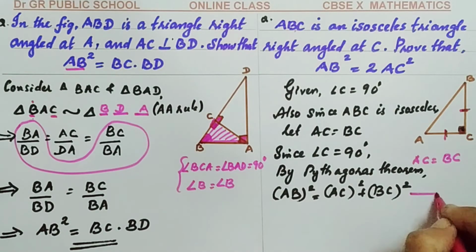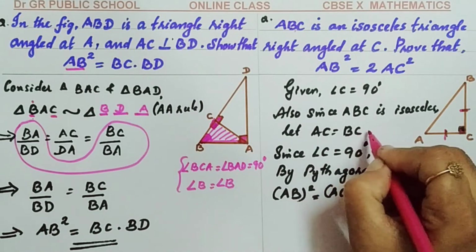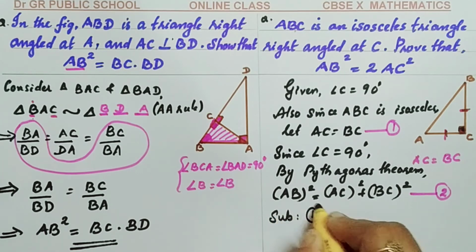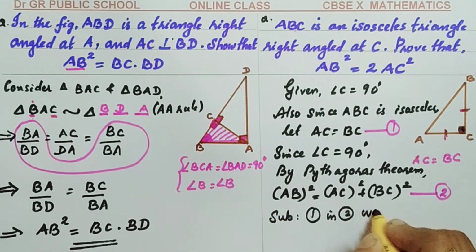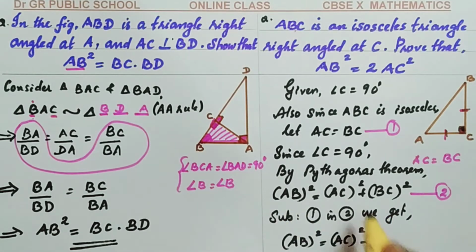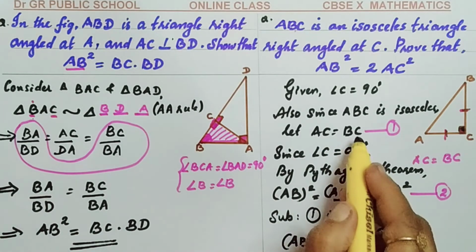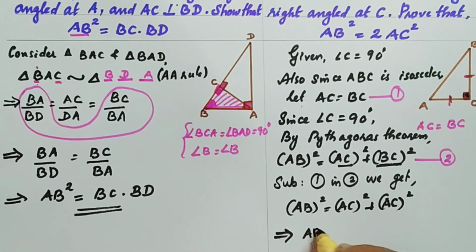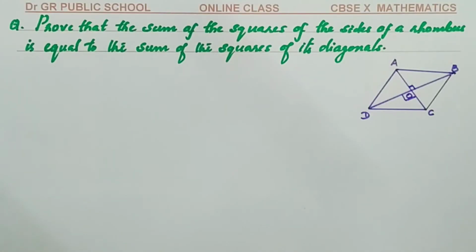This I am going to take as equation number 2, and the given condition AC equals BC I am going to take as equation number 1. Substitute equation 1 in equation 2. We get AB square equals AC square plus, this BC can be replaced with AC, so AC square. From this you get AB square equals AC square plus AC square, which is 2 times AC square. Hence proved.